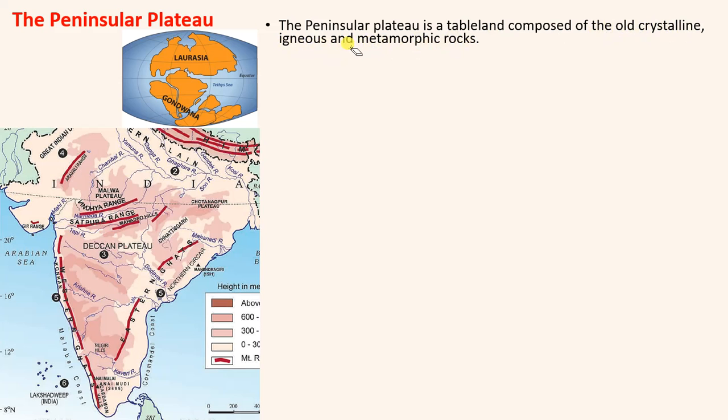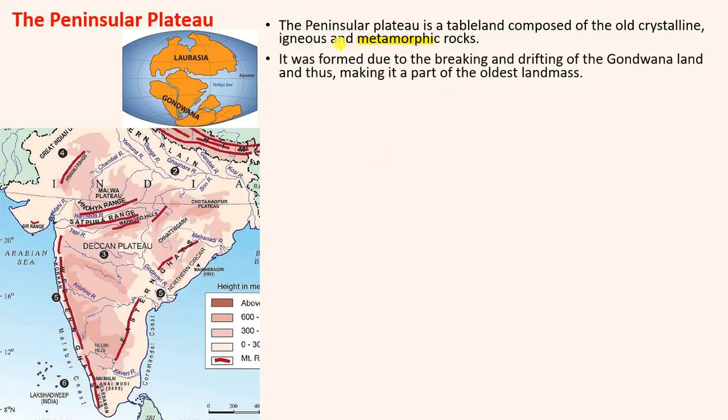Igneous, you know, is the type of rock which is formed due to cooling of lava that comes out from the volcano or the earth. After transformation of this igneous rock, the type of rock that forms is metamorphic rock. So this Peninsular Plateau is made up of that kind of rock.